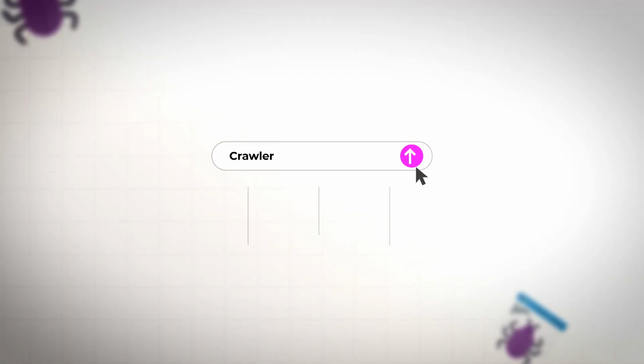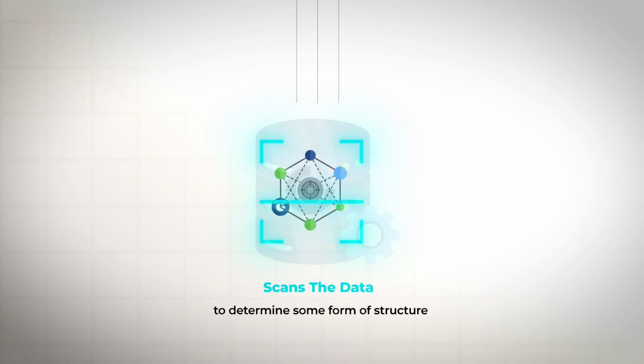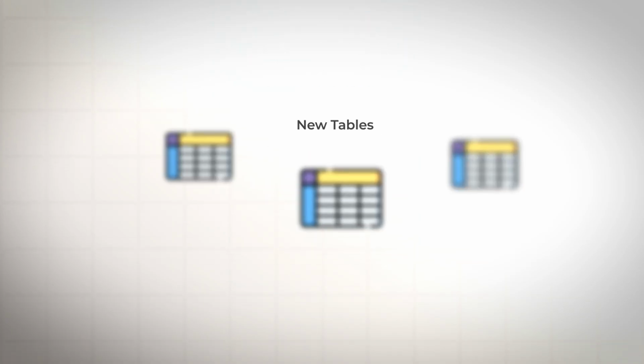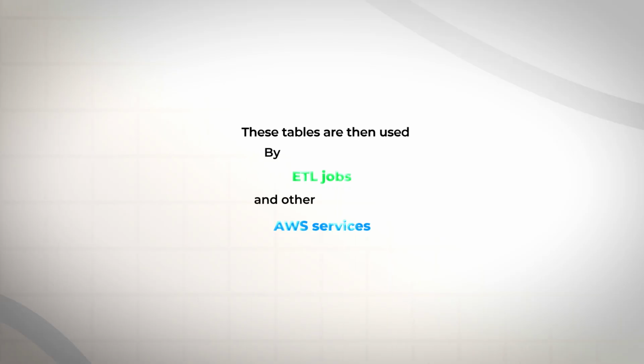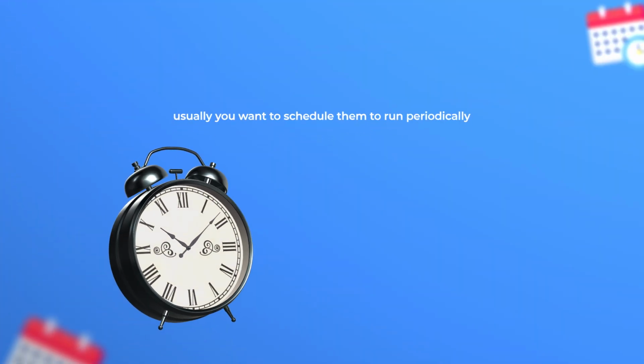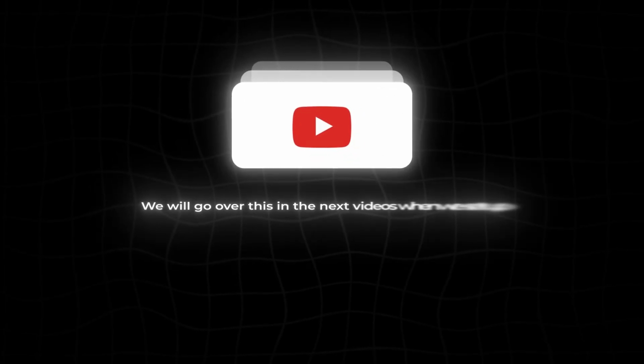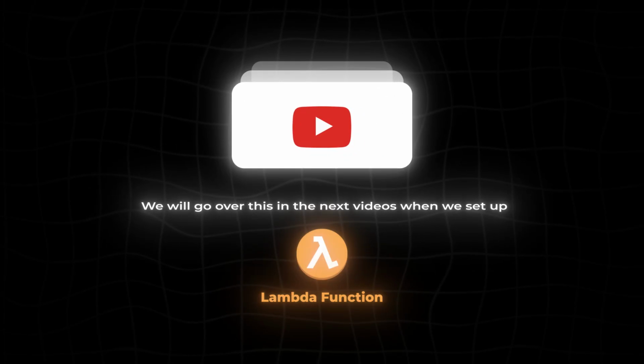When you run a crawler, it connects to our data source, scans the data to determine some form of structure, and then it creates new tables or updates the existing ones. These tables are then used by ETL jobs and other AWS services. When you're setting up crawlers, usually you want to schedule them to run periodically to keep your tables and datasets up to date. We will go over this in the next videos when we set up a Lambda function. Now, we're going to see how to create tables both manually and using crawlers with the sample data we have.